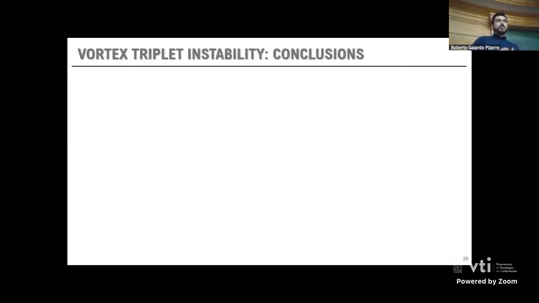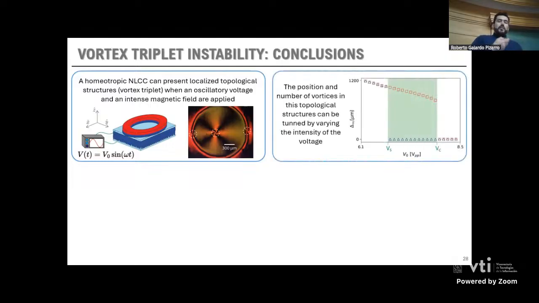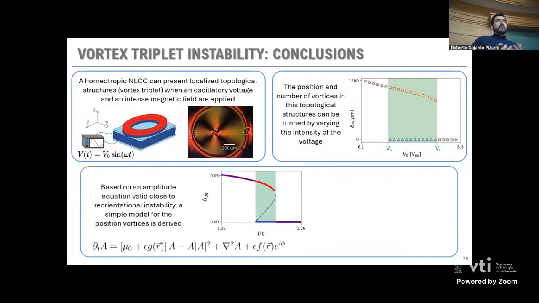So as a conclusion for this part, we can understand that under strong magnetic fields or other fields like an electric field that have some geometrical features, we can trap vortex, we can induce a net topological charge in the system, and we can trap vortex in different parts of the system. Also, the position and number of vortices in this kind of topological structures can be controlled by varying the voltage, for example, or other kinds of parameters. I suspect that, for example, temperature will also change this behavior. And based on an amplitude equation, that is the topological forcing Landau equation, we recover sort of the same transition.